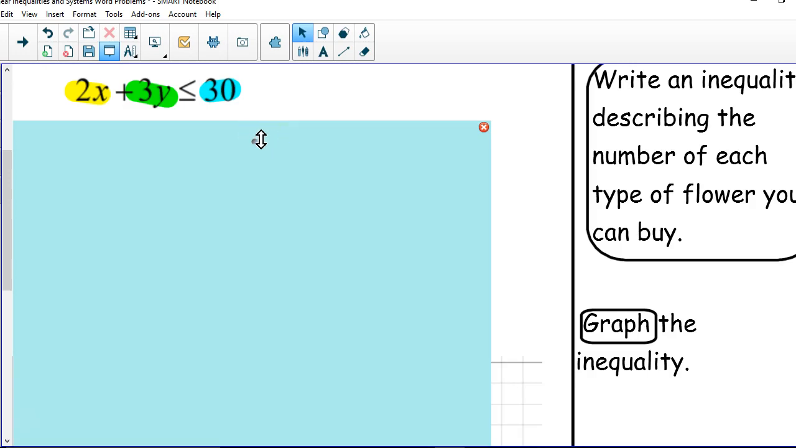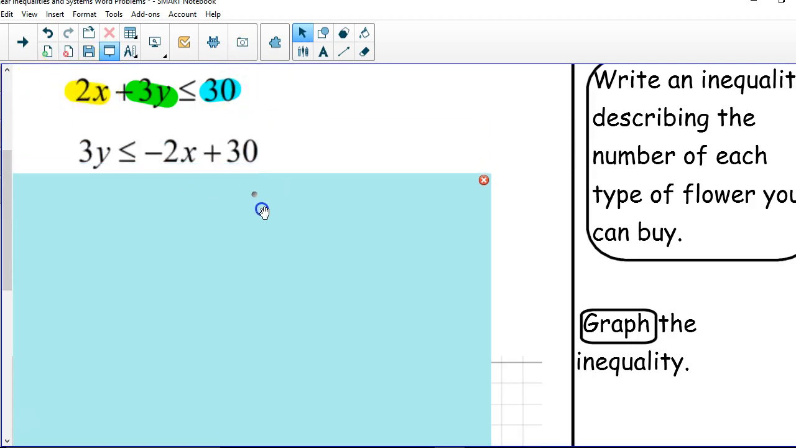So I need y by itself. What I need to do is get rid of this 2x and bring it to the other side. I'm going to do that by subtracting 2x from this side, and what I do to one side, I do to the other. That's shown in this step right here. I have 3y ≤ -2x + 30.